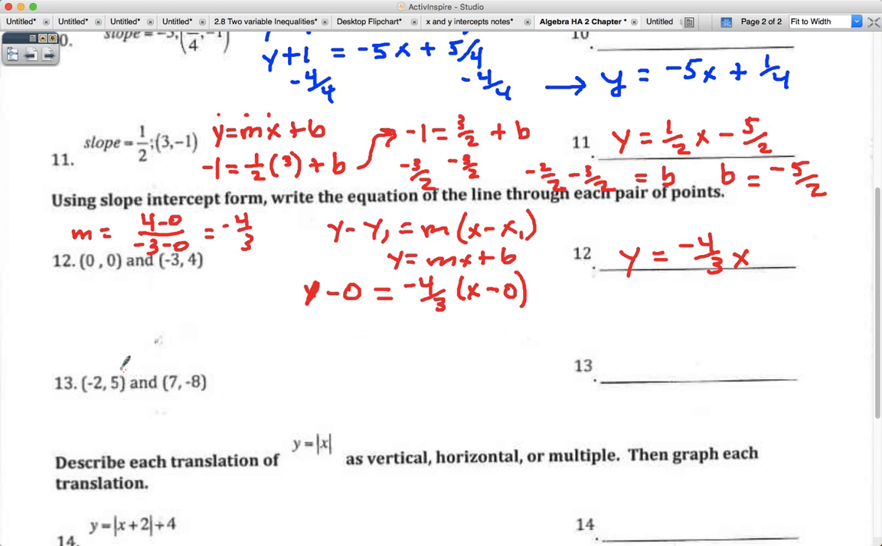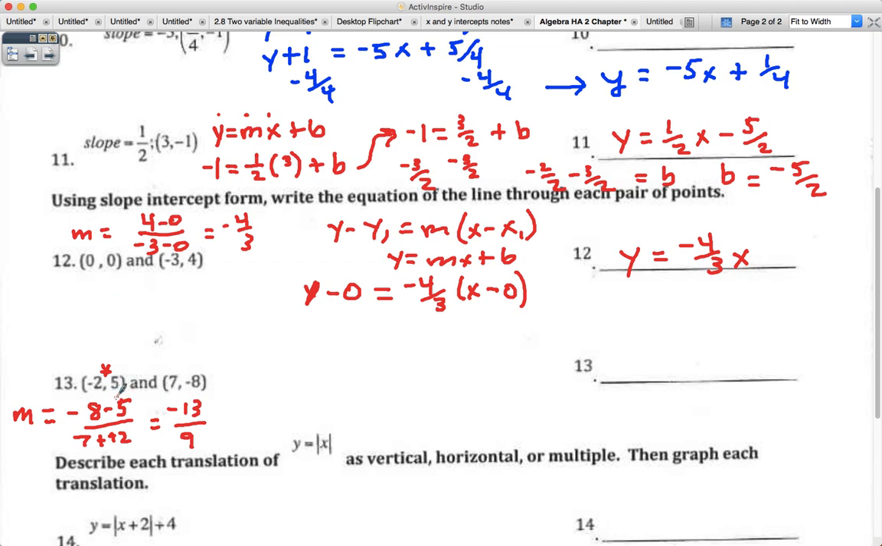I'll do the same for number 13. Let's find our slope. M equals -8 minus 5 over 7 minus -2, which will give us -13. This becomes plus, so this would be 9. So here's my slope. I'm going to put it in point-slope form. That will be y1. I'm going to use this point. Really doesn't matter. I don't have 0, 0 like I have up here, which was convenient.